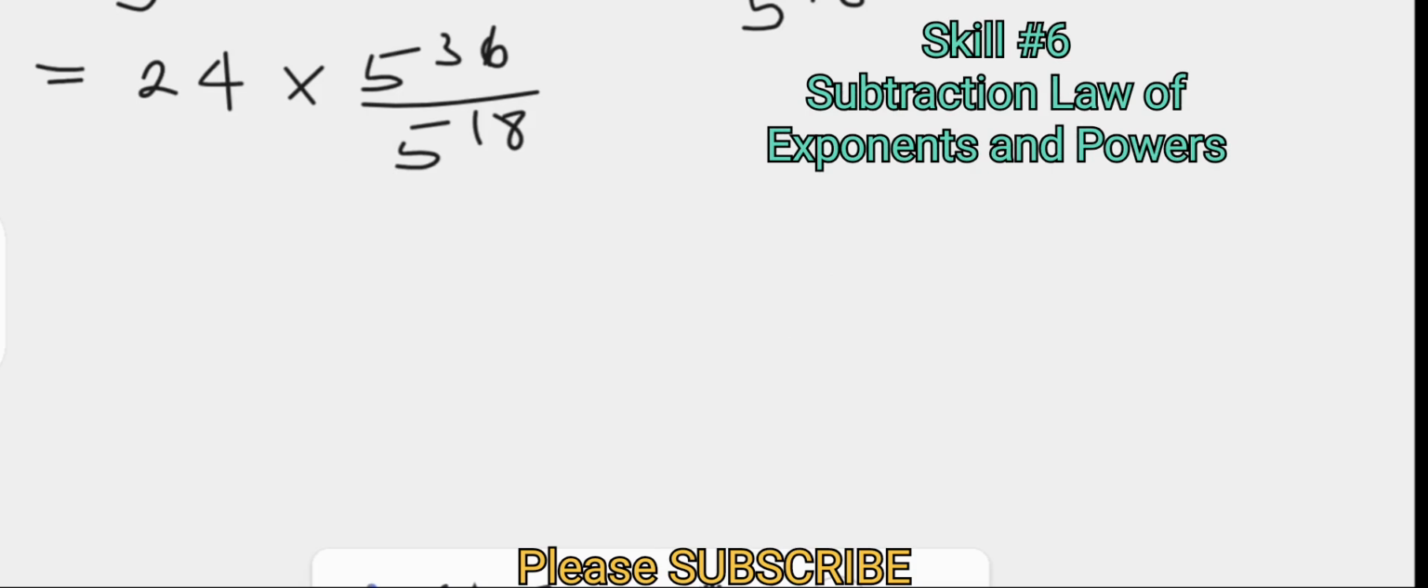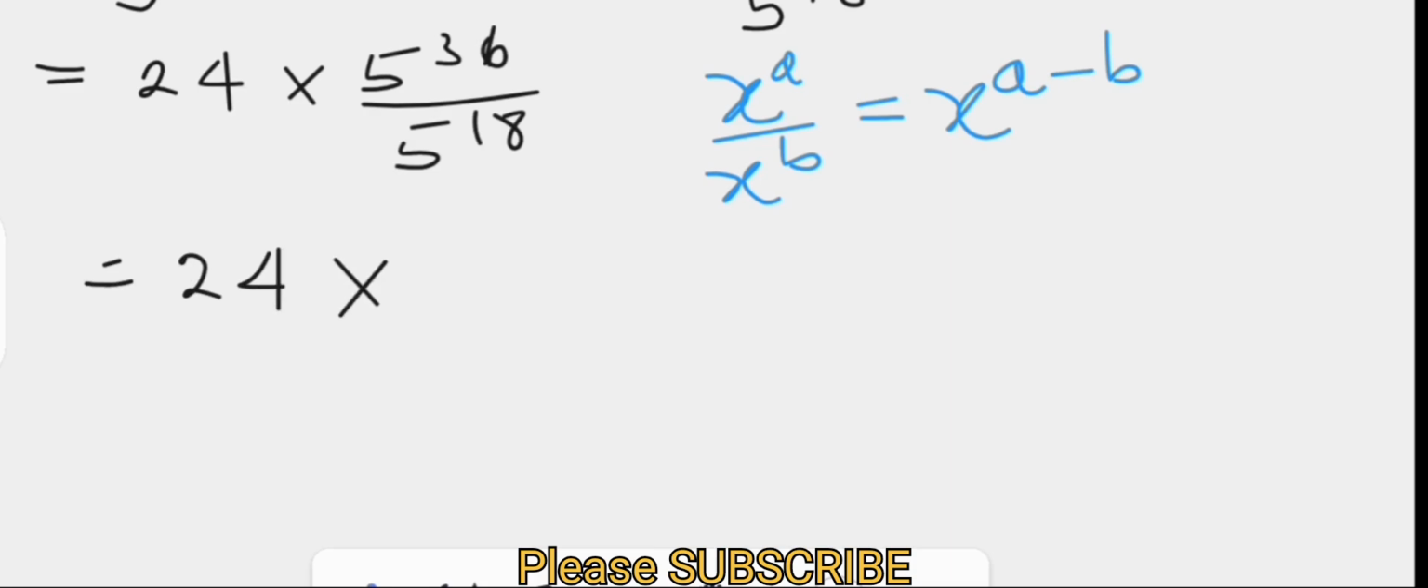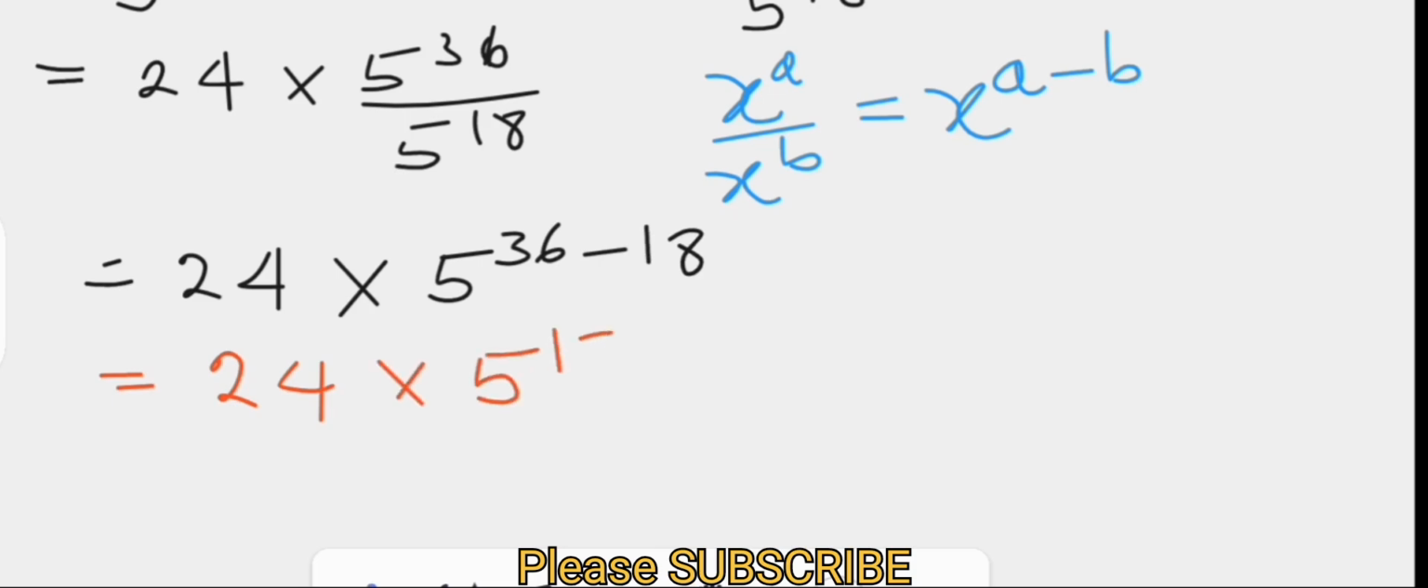and that is the subtraction law of exponent and power. When we have x to the power of a divided by x to the power of b, it is simply x to the power of a minus b, and this thus gives us 24 times 5 to the power of 36 minus 18, which finally simplifies to the product of 24 and 5 to the power of 18. We believe you've enjoyed this video, especially the 6 skills we used in solving this particular problem.